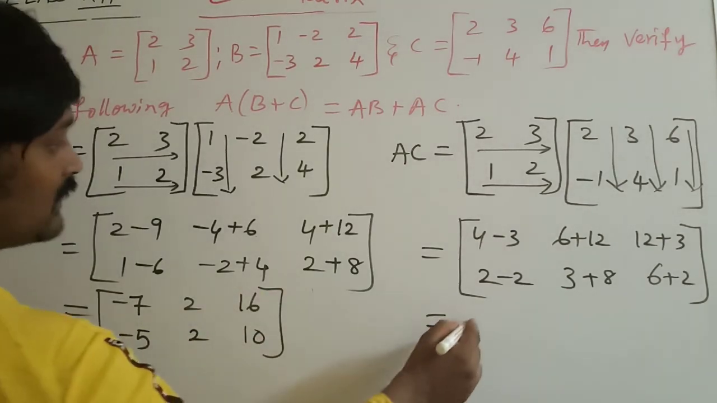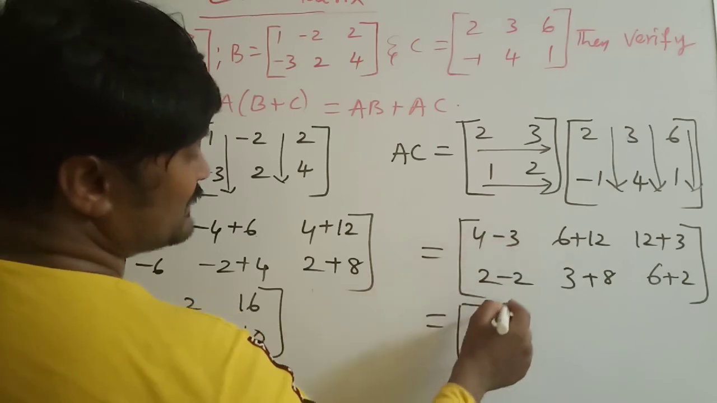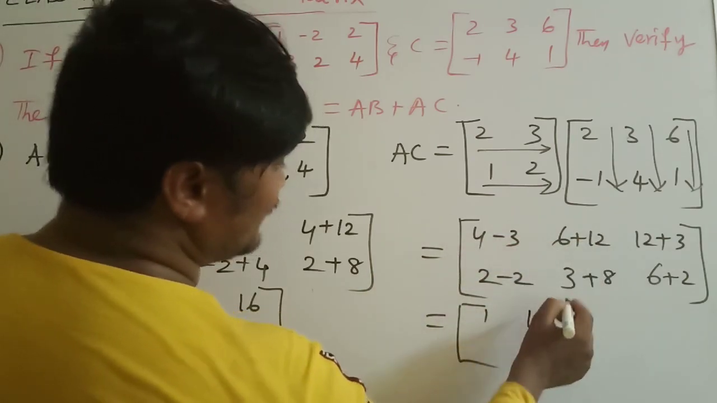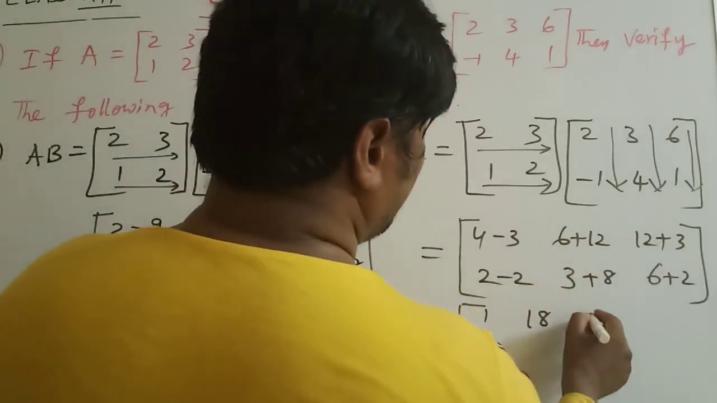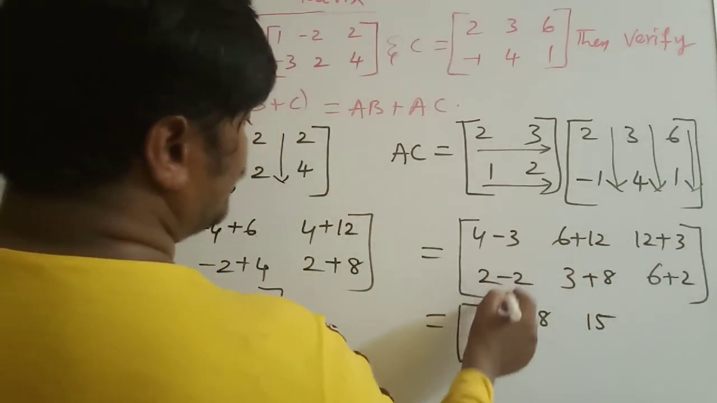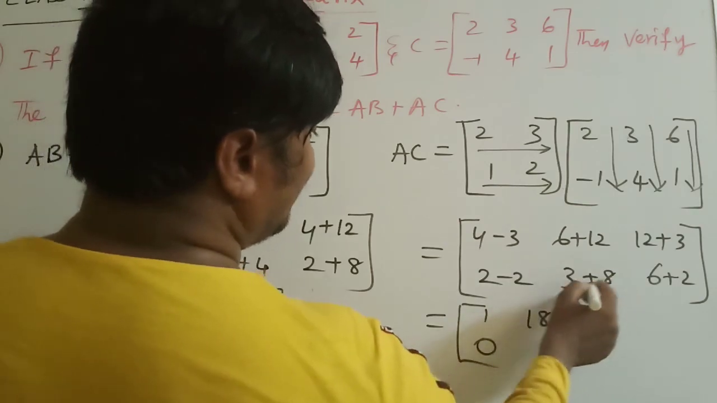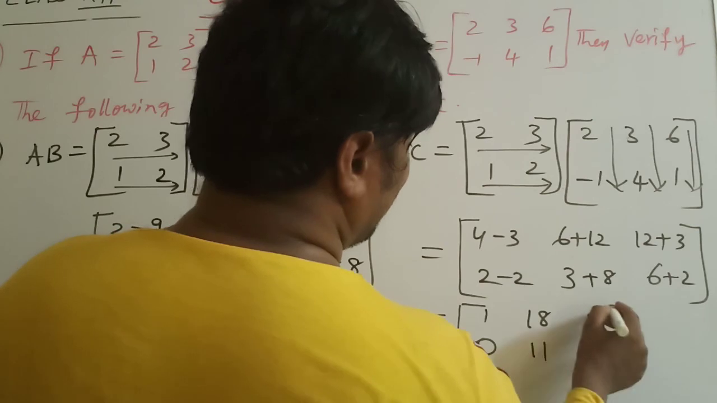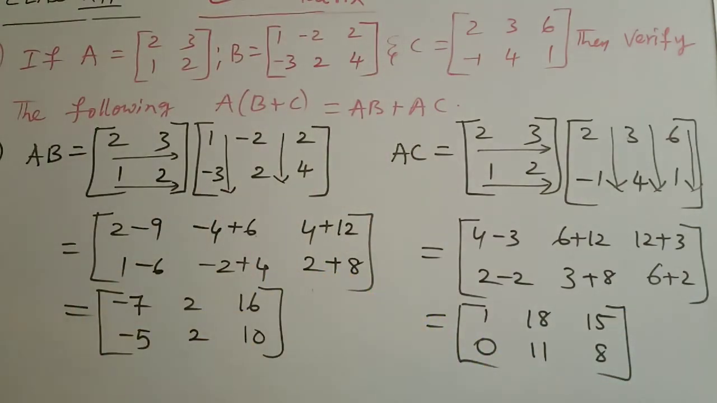So and here what you are going to get: 4 minus 3 is nothing but 1, 6 plus 12 is nothing but 18, and then 12 plus 3 is nothing but 15, and 2 minus 2 is nothing but 0, 8 plus 3 is nothing but 11, 6 plus 2 is nothing but 8. So add these both, you get now your answer.